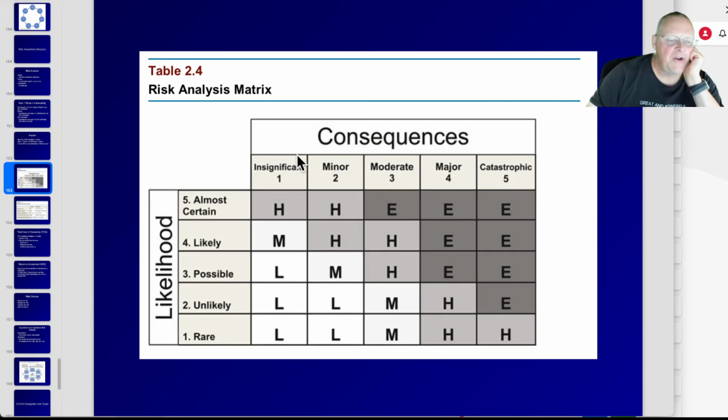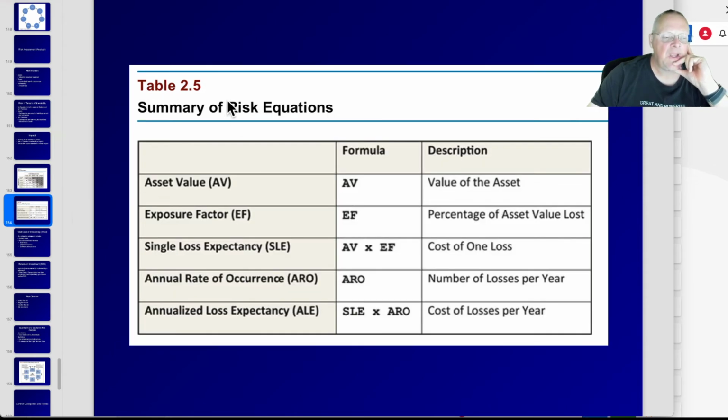So you can have a matrix where you have high, medium, and low, and you determine if something is likely to happen or almost certain to happen, but insignificant, then that's highly likely to happen. Anyway, you can make a matrix and qualitatively rate things. And you can also do it quantitatively.